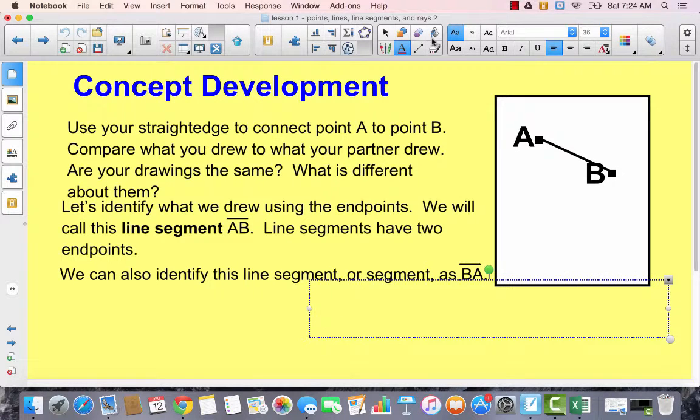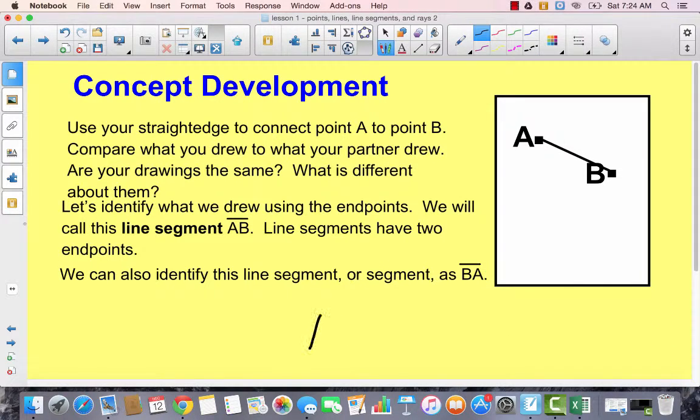This symbol over the top of the 2 capital letters means line segment. You could also call this line segment BA. It's the same line segment. So you can either start with the A and call it line segment AB, or you can start with the B and call it line segment BA.